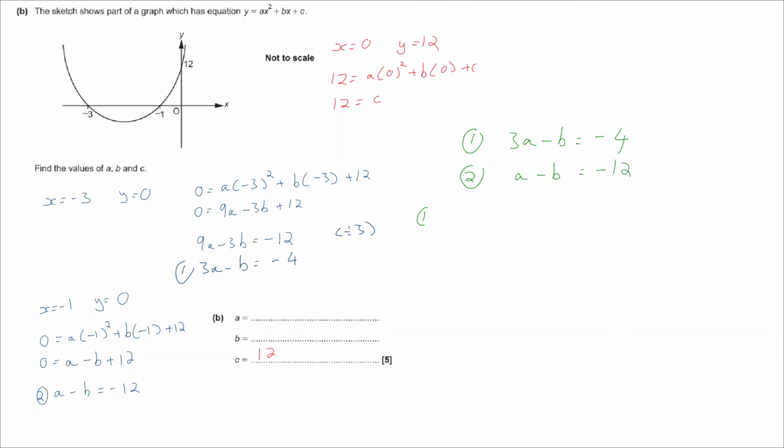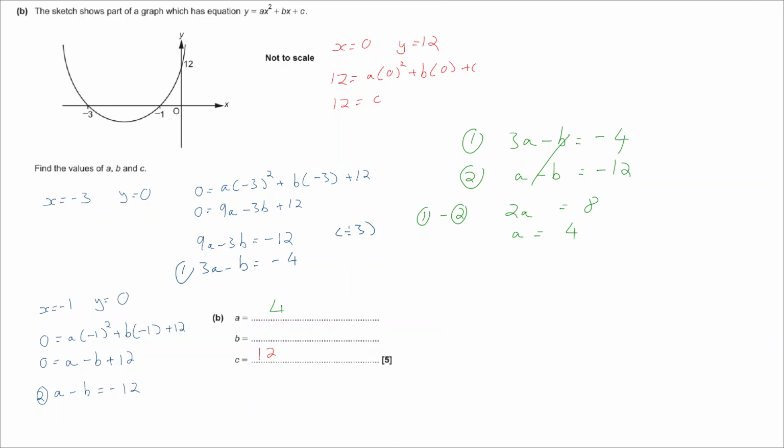So 1 take away 2, because 3a take away a is going to give me 2a. They cancel because negative 1b take away negative 1b gives you 0, and then you've got that being equal to negative 4 take away negative 12. It's going to give you positive 8, so a should be equal to 4, which is correct. Okay, I'm not quite sure what I did the first time there, but a is 4.